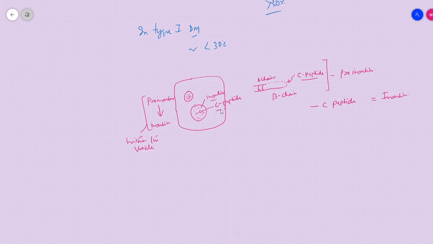But what is important to remember here is for each insulin molecule, a C-peptide is present. Okay, so when exocytosis takes place, what is exocytosed? Insulin and also C-peptide. So for each insulin molecule, a C-peptide is also secreted.